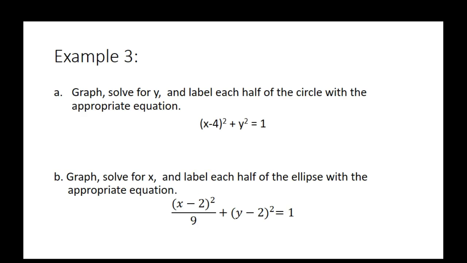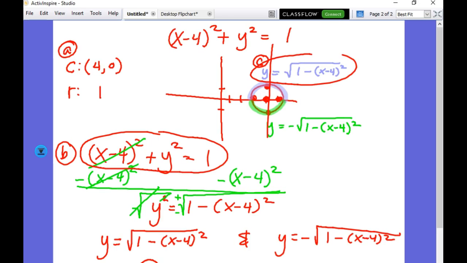So let's do this. Besides the fact that the directions are telling you that this is an ellipse, you should be able to know that because both variables are being squared, so it's not a parabola. And also, the denominators are different, so it's not a circle. So that's an ellipse. So let's do this: x minus 2 squared over 9 plus y minus 2 squared equals 1.